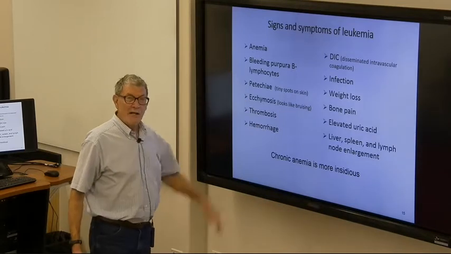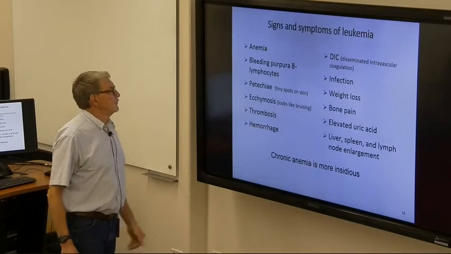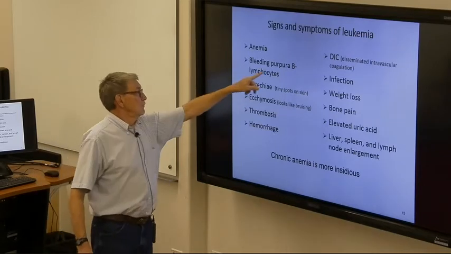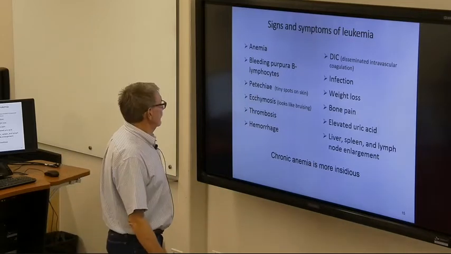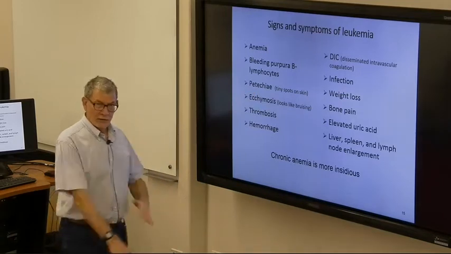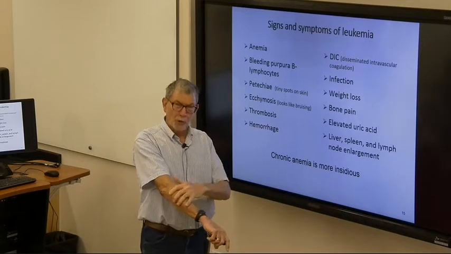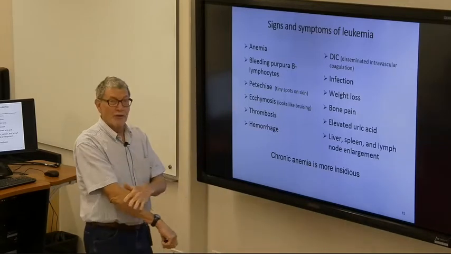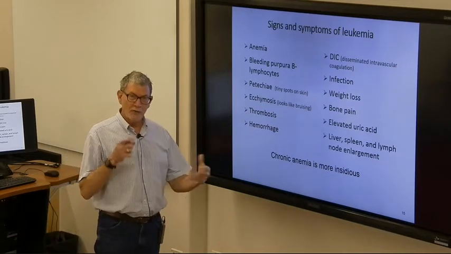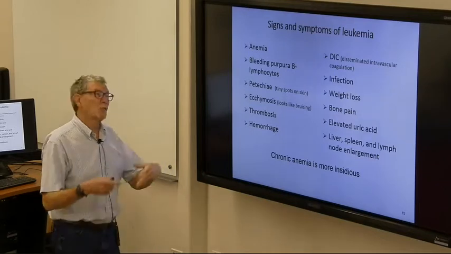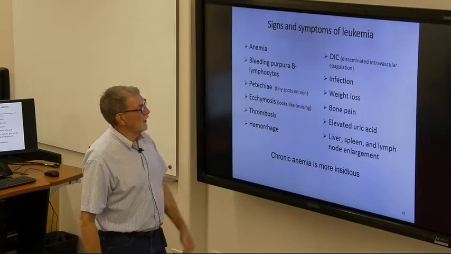Leukemia, anemia: can't make enough good red blood cells. Bleeding, bruising: you can't make enough good functioning thrombocytes. Petechia, the little tiny spots. Ecchymosis, where you're getting ruptures under the skin that produce purple spots that have nothing to do with bruising, with blows. Thrombosis, creation of blood clots and destruction of the clotting mechanism or interference with it. Hemorrhage, so too much clotting, not enough clotting.